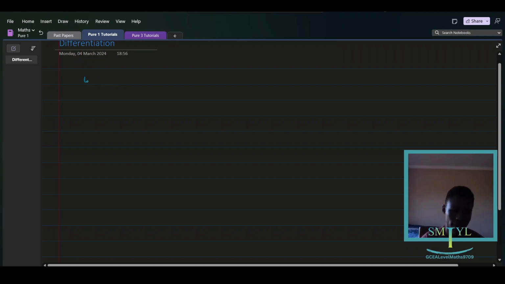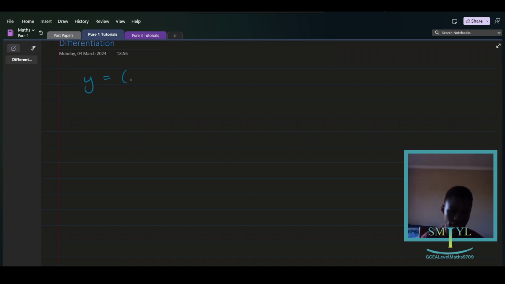So now let's move on to the chain rule. Say for example, you're asked to find the first derivative of 2x plus 3 all to the power 2. Obviously, you could just expand and differentiate each individual term. But what if we just wanted to differentiate it like this? We then use what we call the chain rule.